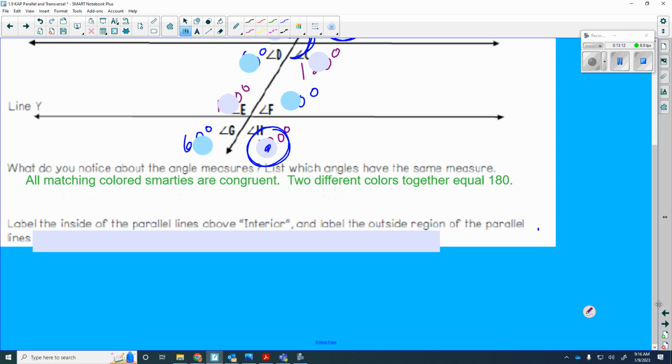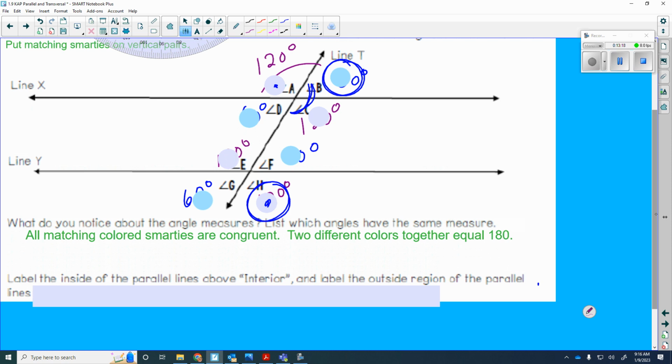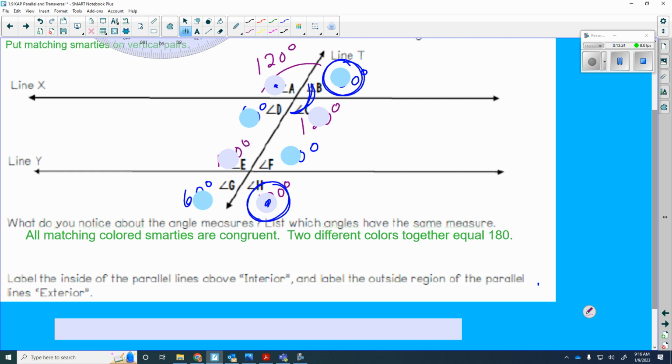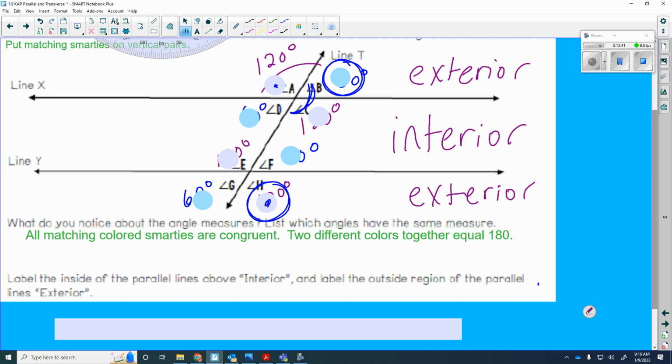Okay, so now, it wants you to label the inside of the parallel lines, interior, and the outside exterior, right? So what we mean is, this is the inside of the parallel lines, interior, and then this would be exterior. Okay? That's not a new word, we just want to label it on there. Interior versus exterior. Okay? Tell me what the word same side means.